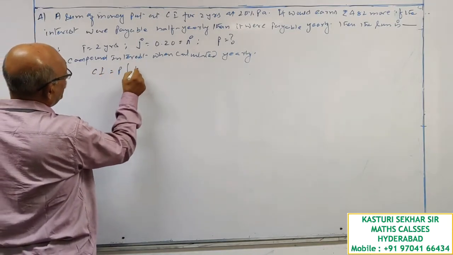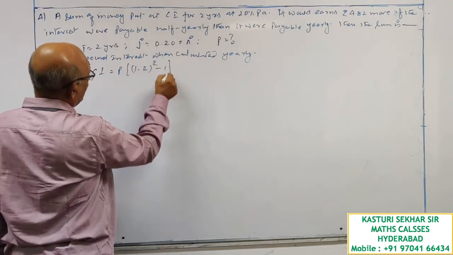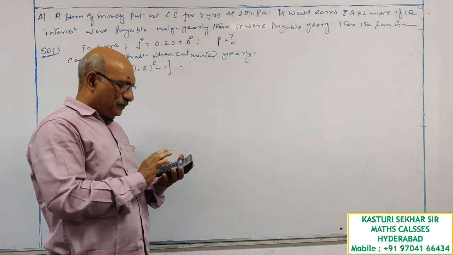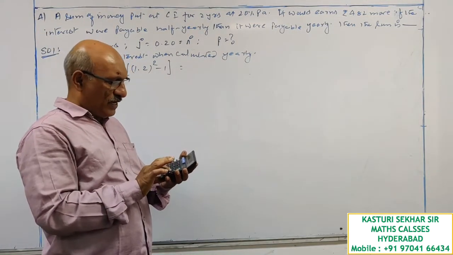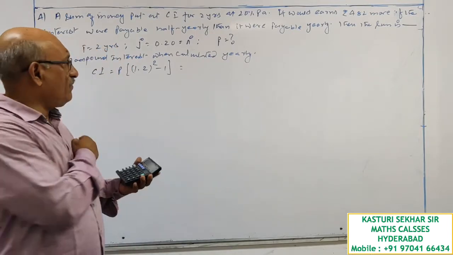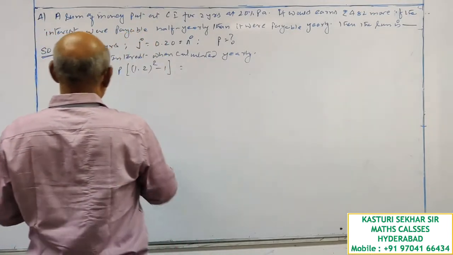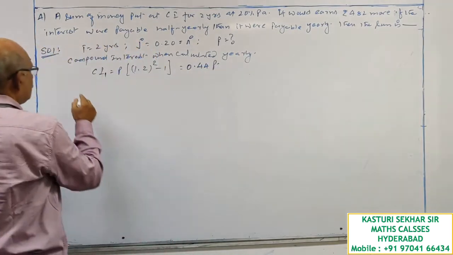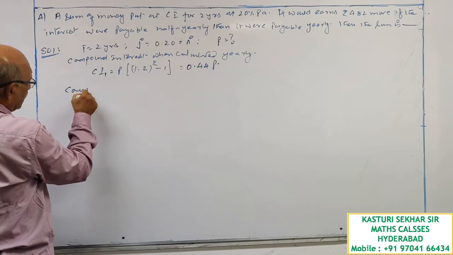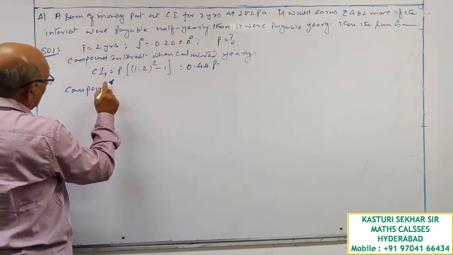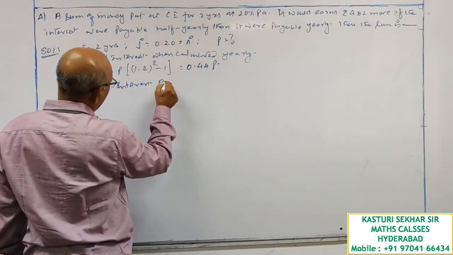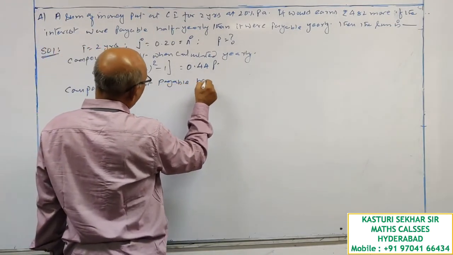CI is equal to P into 1.2 whole square minus 1, which is 0.44. This is CI1, 0.44 into P. Next, compound interest payable half yearly.